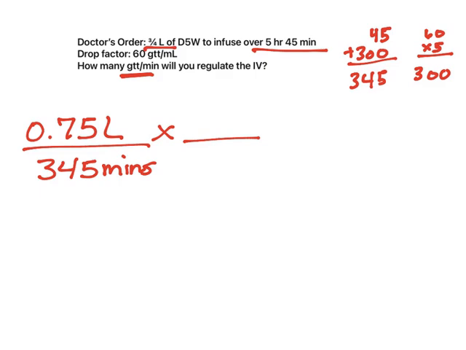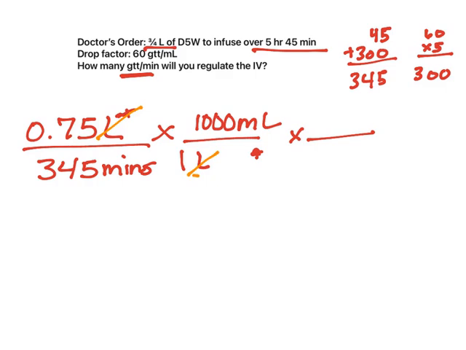All right, so our answer needs to be in GTT per minute, so we need to get rid of liters. But do we have liters in the problem? No, we don't. So we have to convert because we only have mLs. So liters on the top, liters got to be on the bottom. So 1 liter is equal to 1,000 mLs. So liters cancel out, and we're left with mLs per minute. But we don't need to be in mLs per minute. We need to be in GTTs per minute.